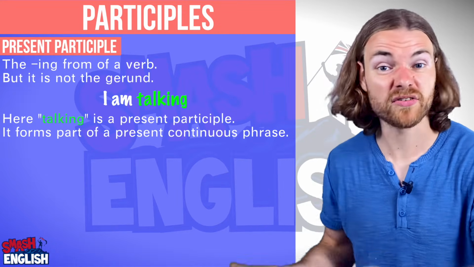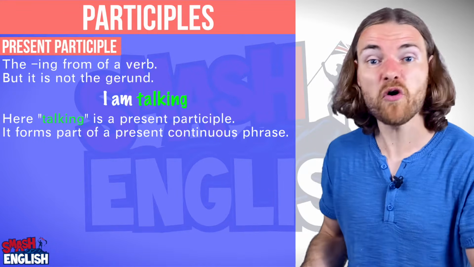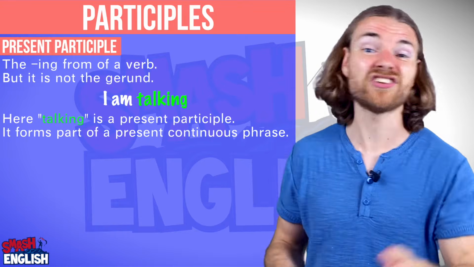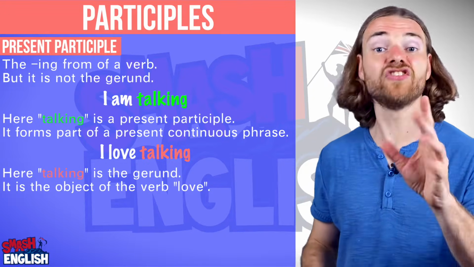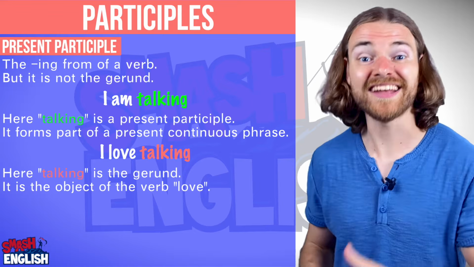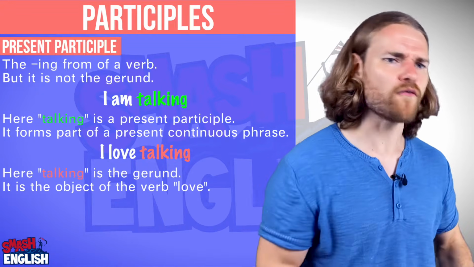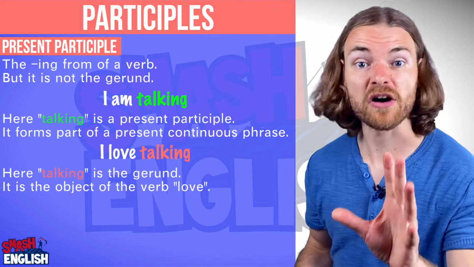It is marked for tense. The ing form is because it is part of a present continuous sentence. I love talking. Here, talking is the gerund. It is not the present participle. Instead, it is the object of the transitive verb love.